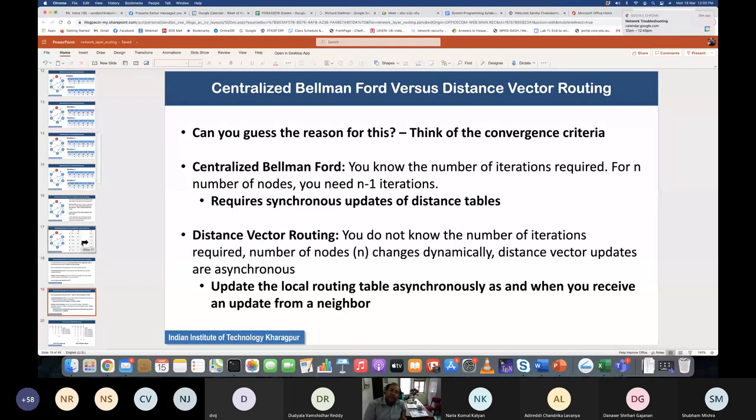Any other doubt? Okay, then let me stop here today. Tomorrow we'll continue this discussion of the distance vector routing protocol. We'll see certain issues in the distance vector routing protocol, and we'll move towards the next routing protocol that is also used in the internet, that is called the link state routing protocol.